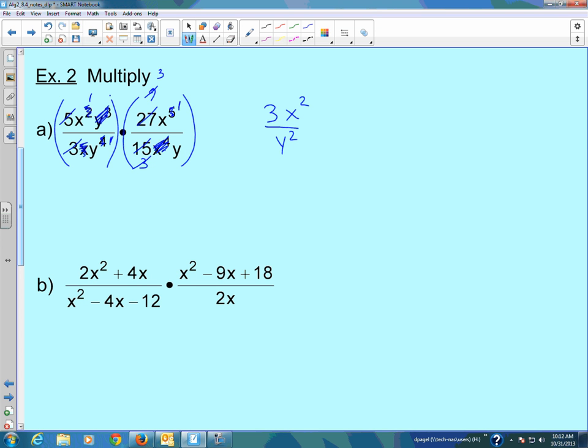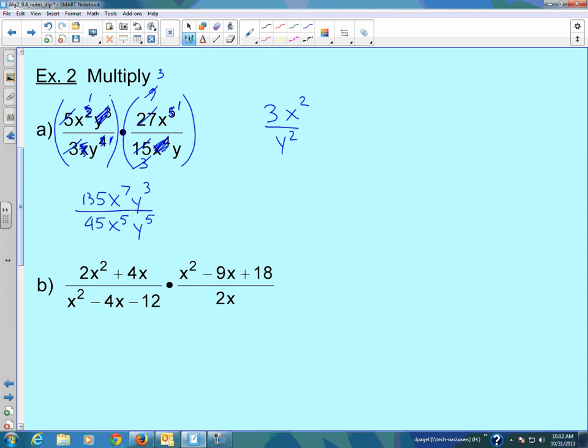Another way to do it is instead to multiply all the numerators together. So 5 times 27, you have 135. X to the second times x to the fifth is x to the seventh. And then y cubed. That's all the numerator multiplying together. And down in the denominator, 3 times 15 is 45. And x times x to the fourth is x to the fifth. And y to the fourth times y is y to the fifth. Now, it's not going to be so messy when we start to cancel things.